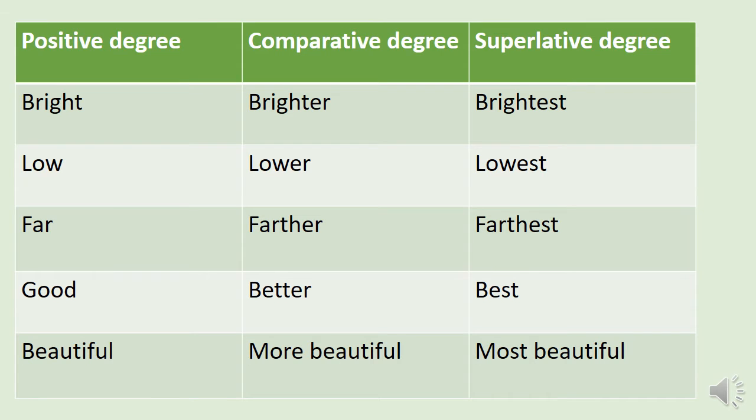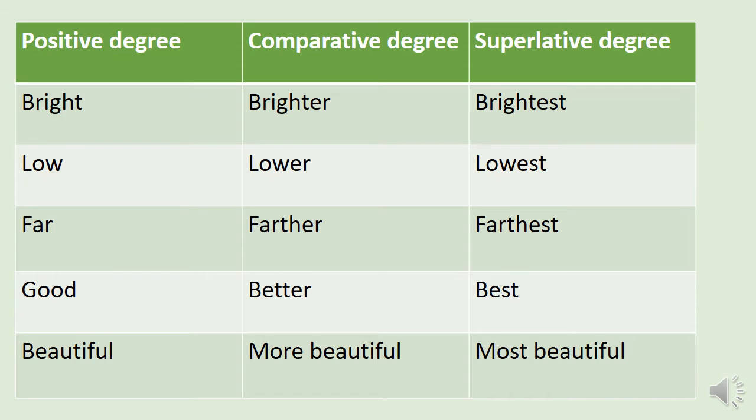Dear students, we have a chart here of different types of degrees. Look at the word bright. If we add er at the end of it, it will be brighter, and it's a comparative form. Again, if we add est at the end of the word bright, the word will be brightest, and it's a superlative form of the word. In this way, we can say low, lower, lowest, far, further, furthest.